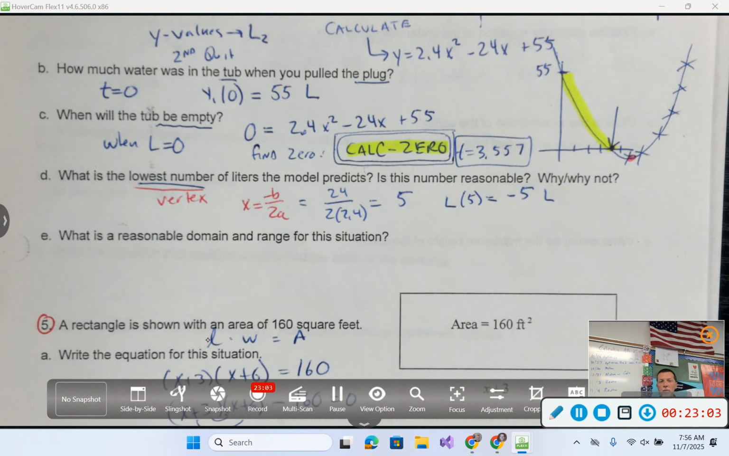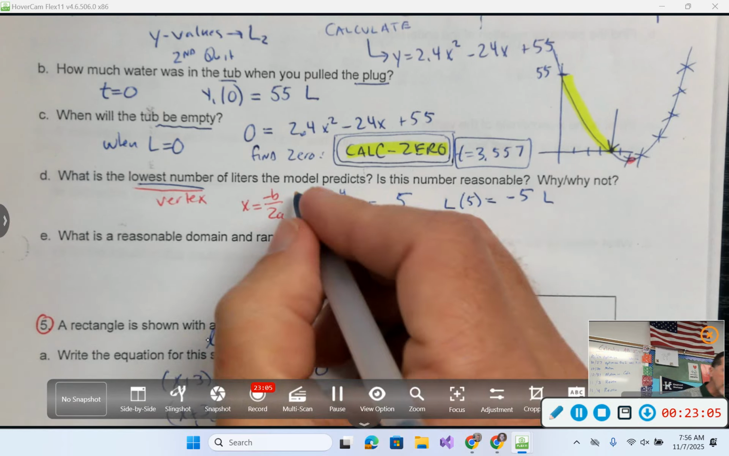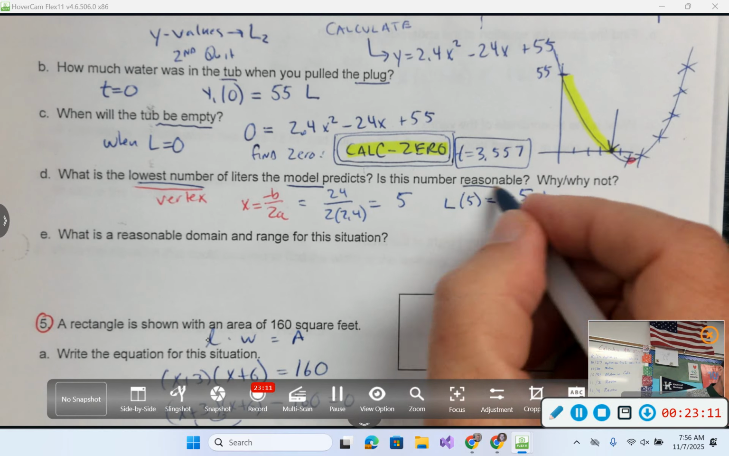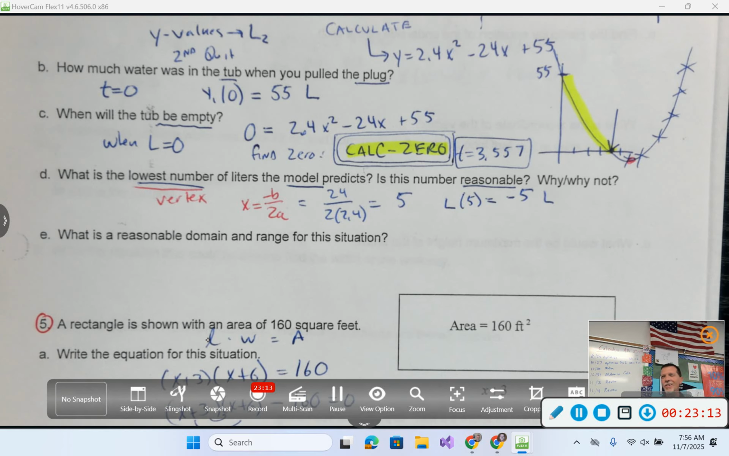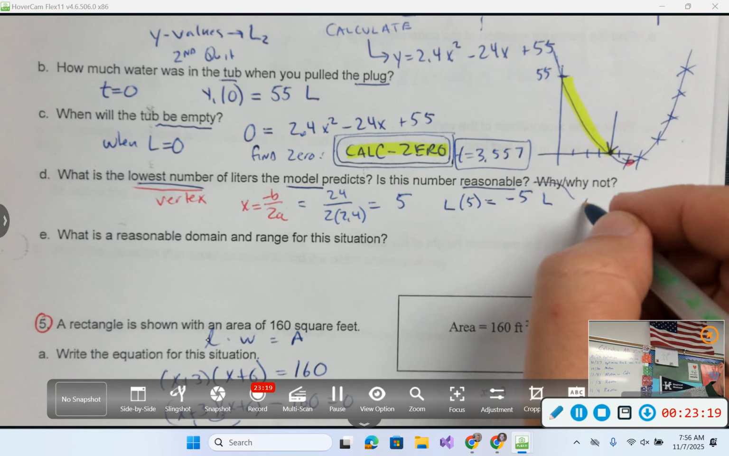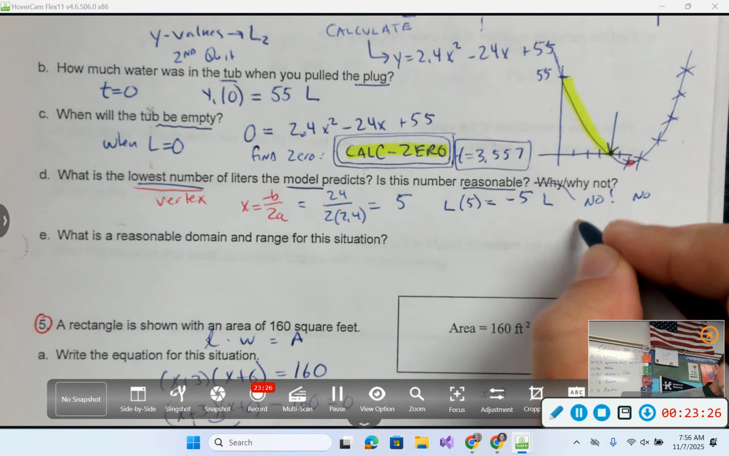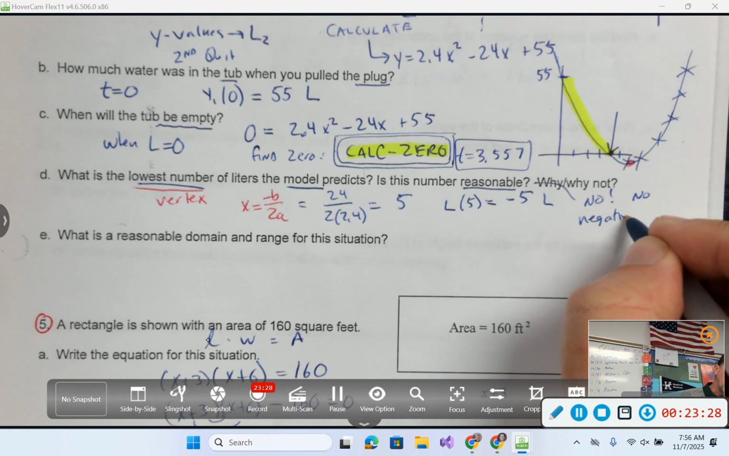So the lowest number that the model predicts, the model is that equation, is negative 5. But is that number reasonable? No, like you can't have negative 5 liters in the bathtub. Once it's empty, it's empty. No negative liters.